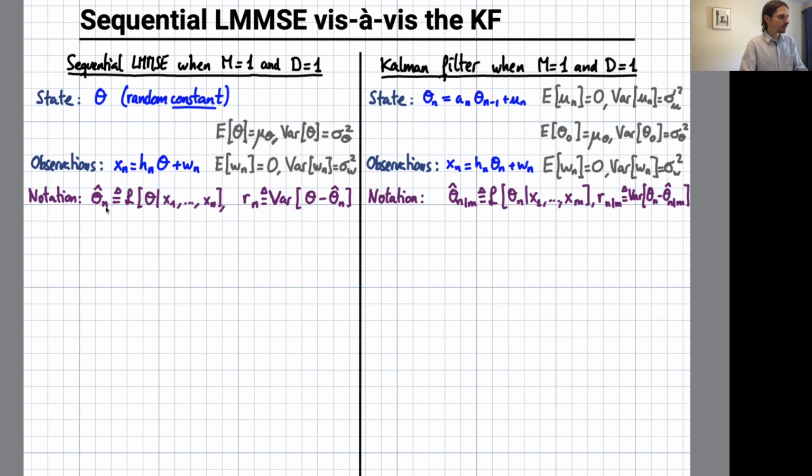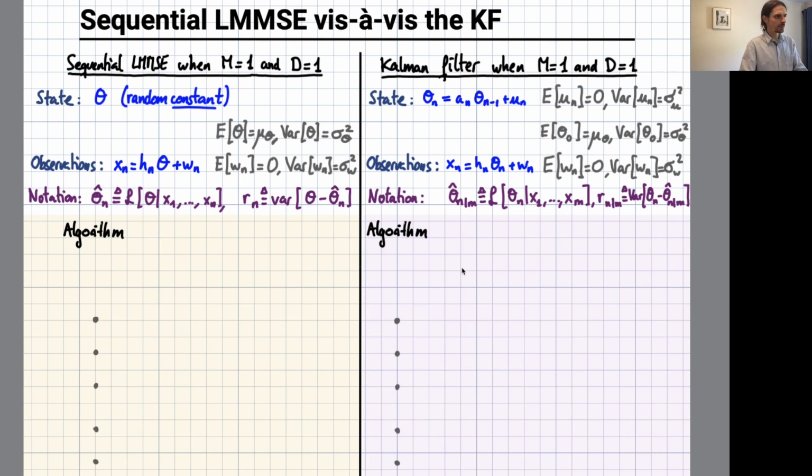And in terms of notation, here we just needed one subscript, because we just needed to indicate what is the data that we were using. However, here we need two subscripts, because one thing is the time at which we estimate the state, and the other is up to which time instant we consider the data. And the same holds for the variance of the error.